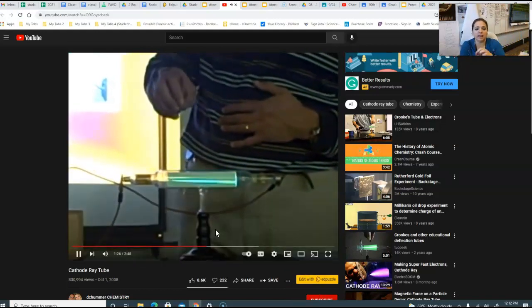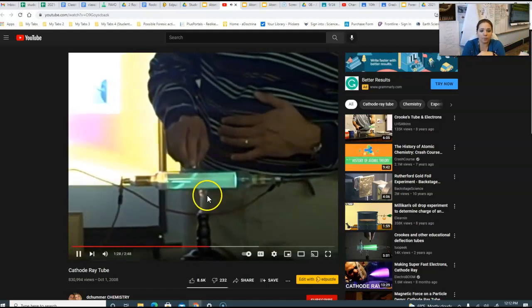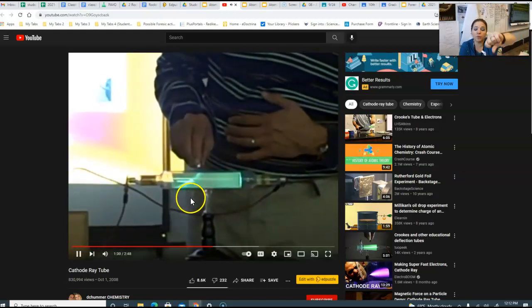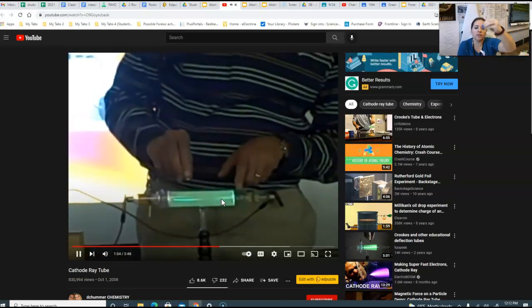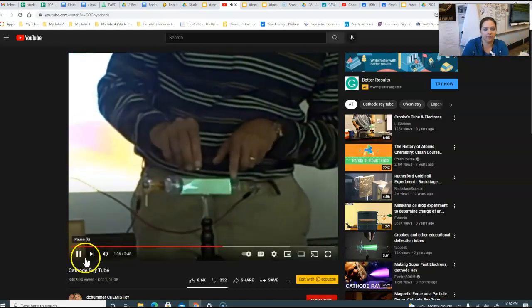He bends that light down, right? So if he flipped it over and did the positive, it attracts that light because the negative wants to go towards the positive.